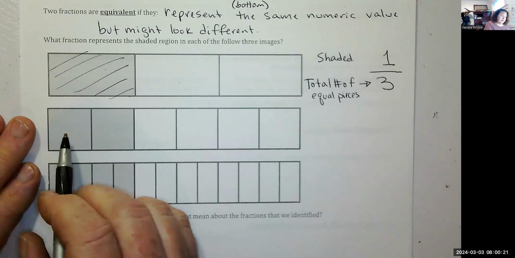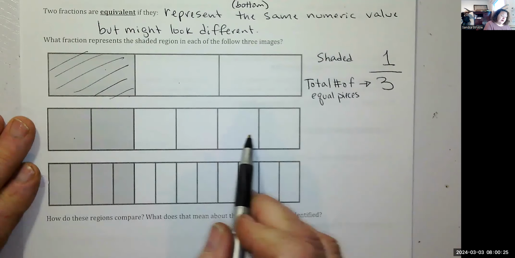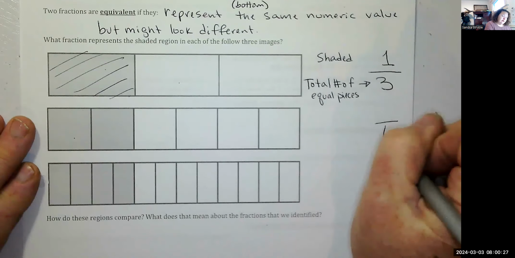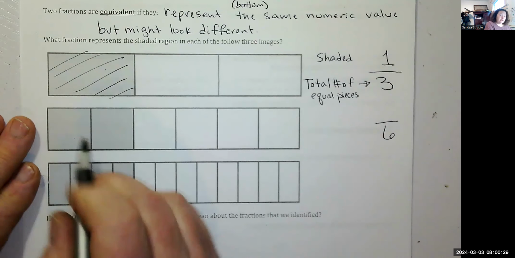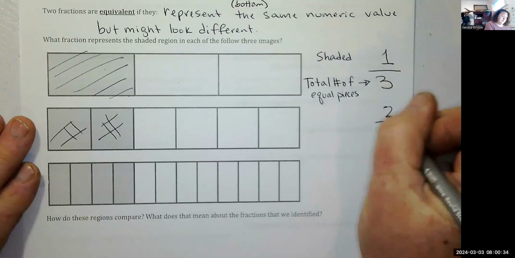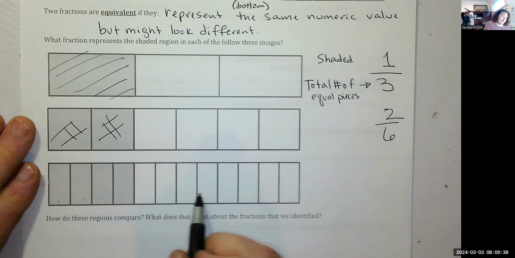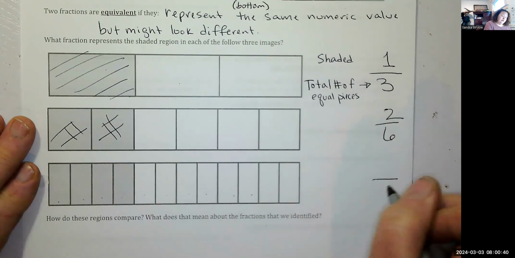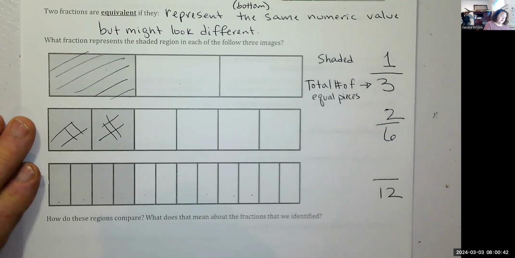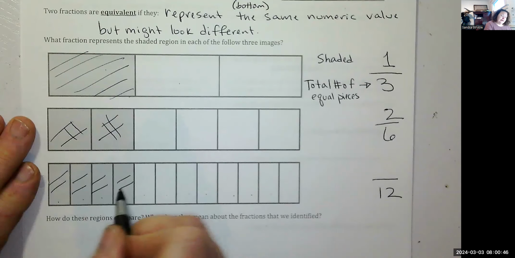The next one, the total pieces we have of equal pieces, 1, 2, 3, 4, 5, 6. And how many are shaded? Just 2. These 2. All right, the next one we have 1, 2, 3, 4, 5, 6, 7, 8, 9, 10, 11, 12 total equal pieces. And 4 of those are shaded.